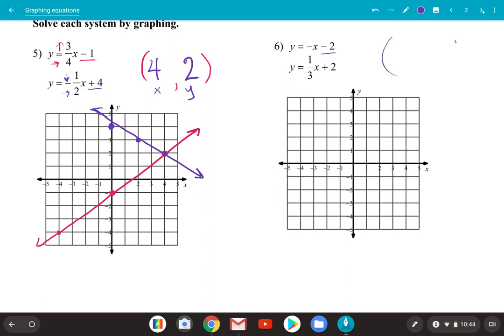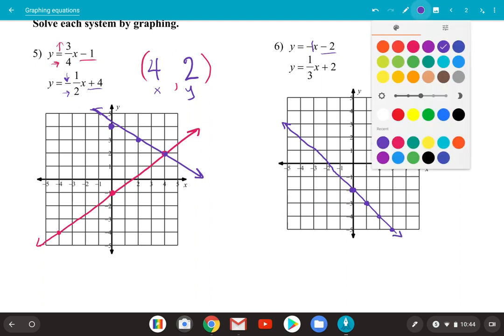And remember, we're looking for the point. So start at -2. If there's no number in front of X, we're going to go down. So down 1 to the right 1. To the right 1. Down 1 to the right 1. And then try and get it as easily as you can. Doing it on the Chromebook is not always the easiest.